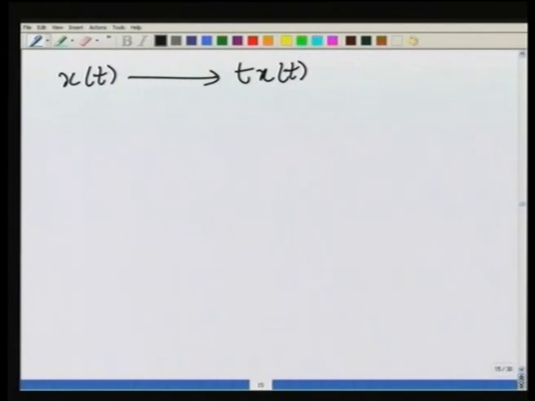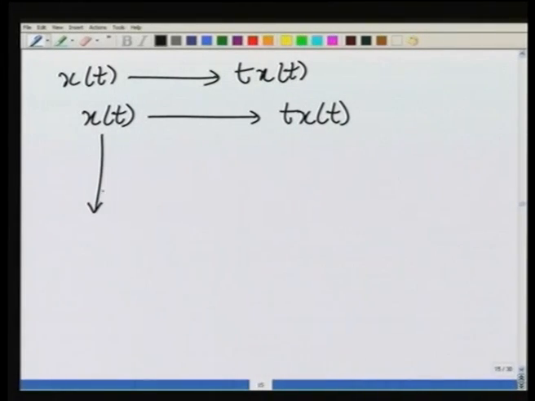We have here x(t) applied to the system, we get t x(t). Apply the t naught shift operator to it, we would get x(t minus t naught). Now, apply the system to it. What would we get?